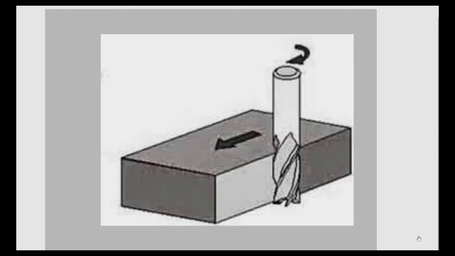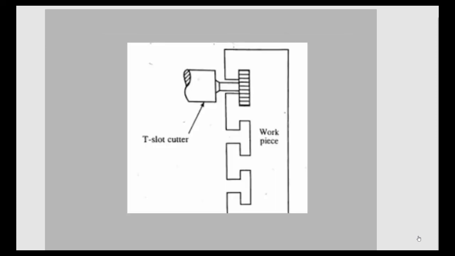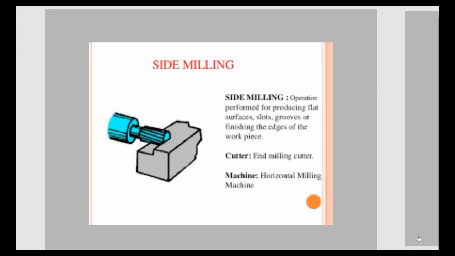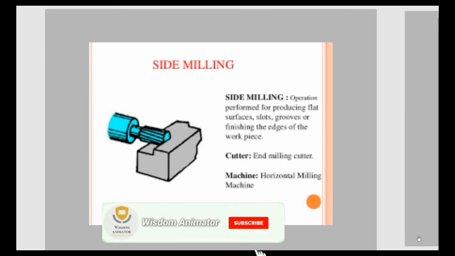End milling is the process of producing flat surfaces which may be horizontal, vertical, or at an angle, taking the work table as a reference. T-slot milling is the operation of producing a T-slot on the workpiece. Side milling is the operation of producing flat vertical surfaces on the side of the workpiece using a side milling cutter. This cutter has teeth on its face as well as its sides.